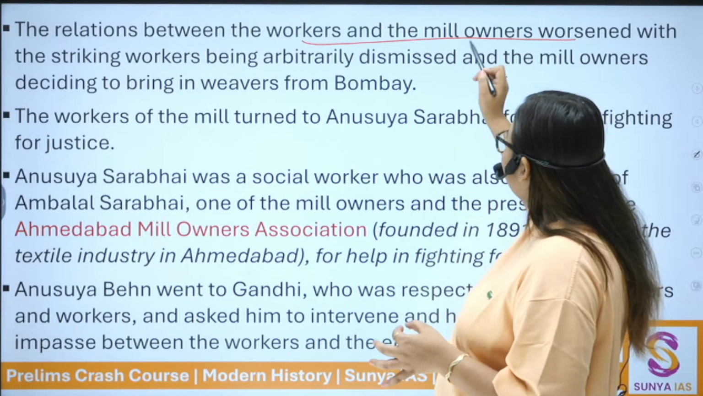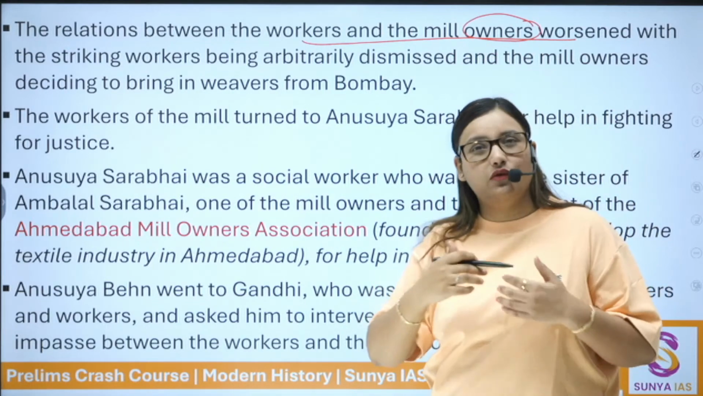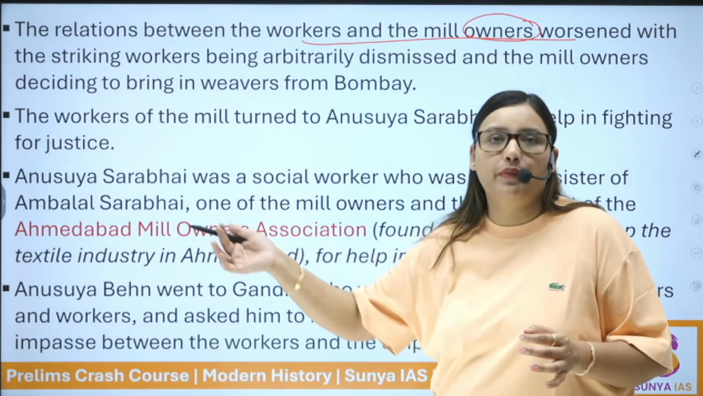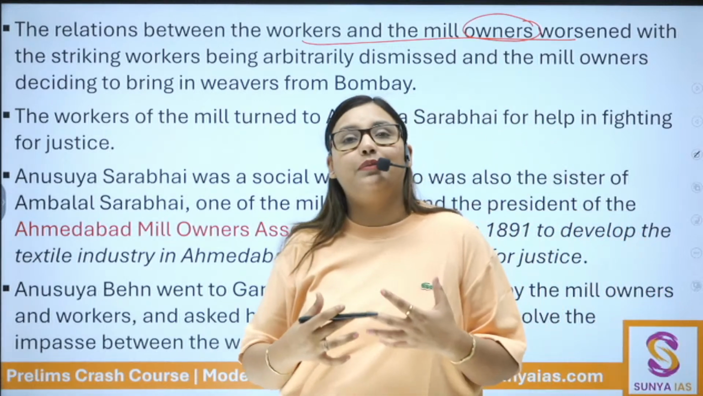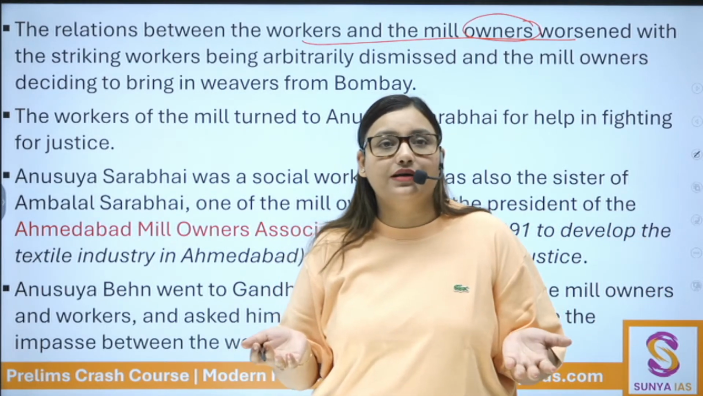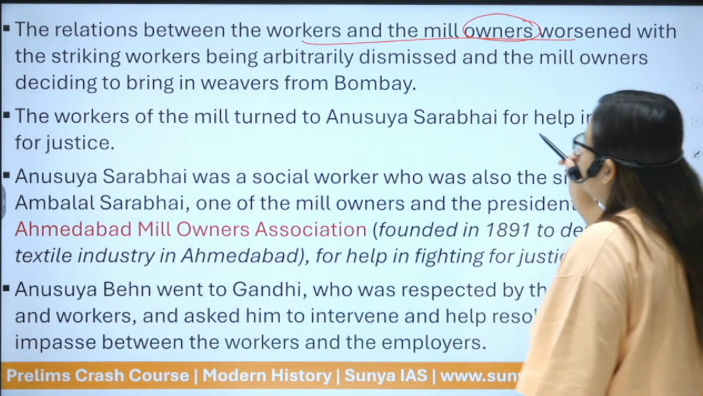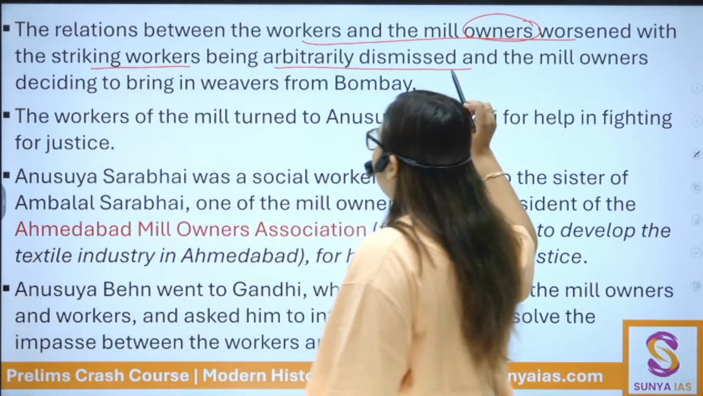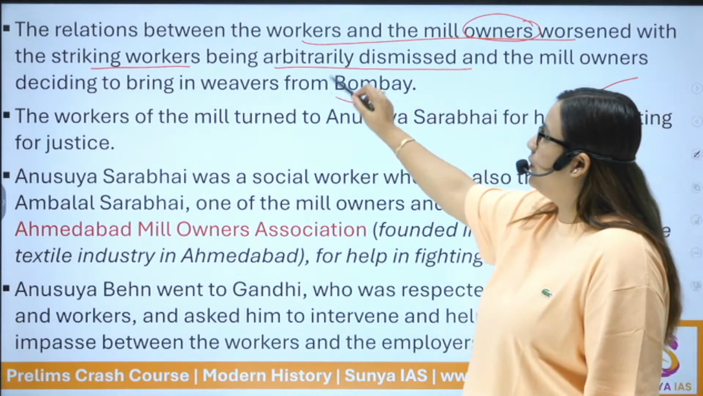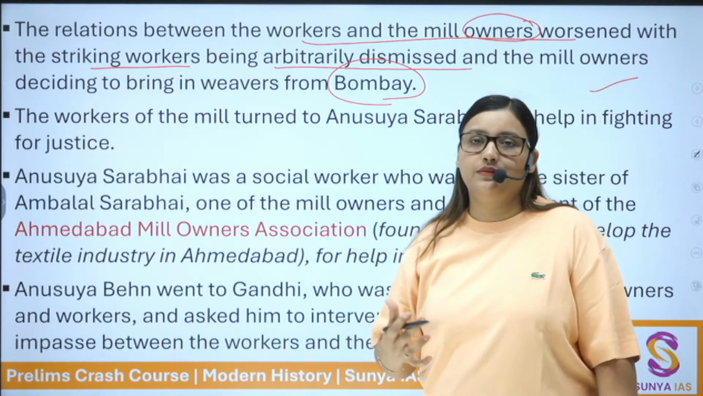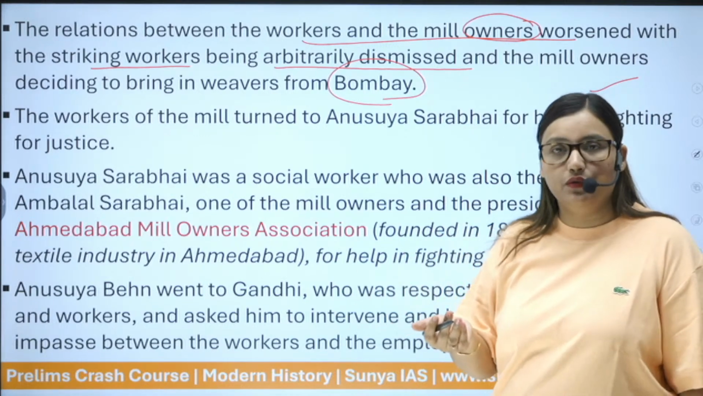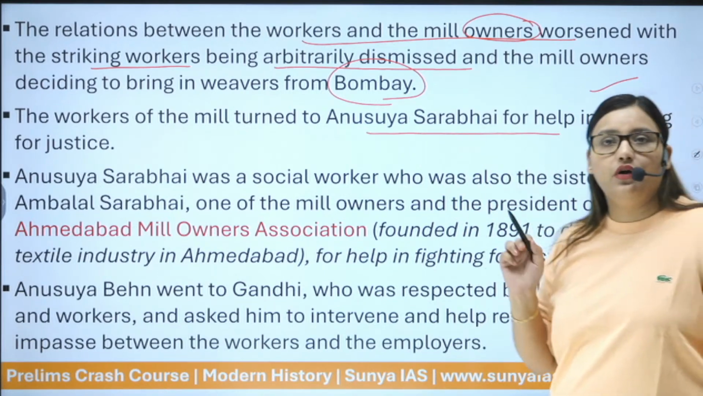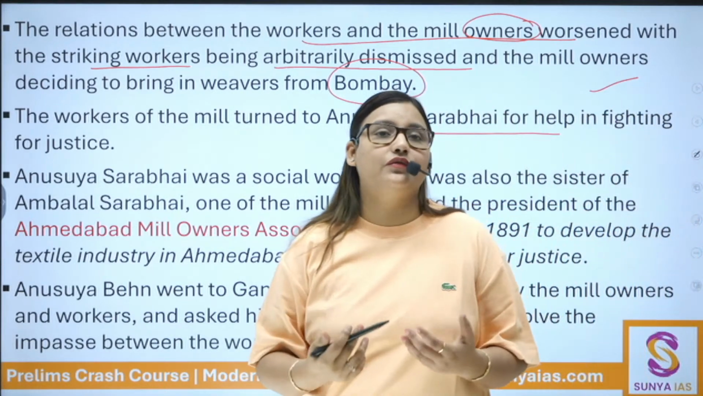But now when they were doing the strike, owners said okay, if you want to continue the strike, you can do that. We will bring the weavers from Bombay. So mill owners started blackmailing the laborers. The striking workers were arbitrarily dismissed, and the mill owners decided to get weavers from Bombay. So they started blackmailing, and sometimes they hired other weavers also. So workers of the mill turned to Anusuya Sarabhai for help, okay, for help in fighting for justice.